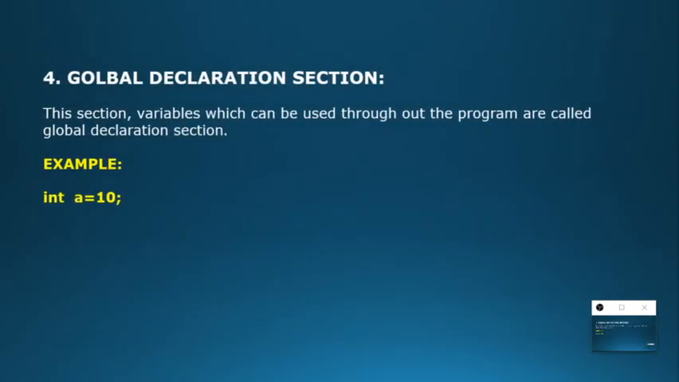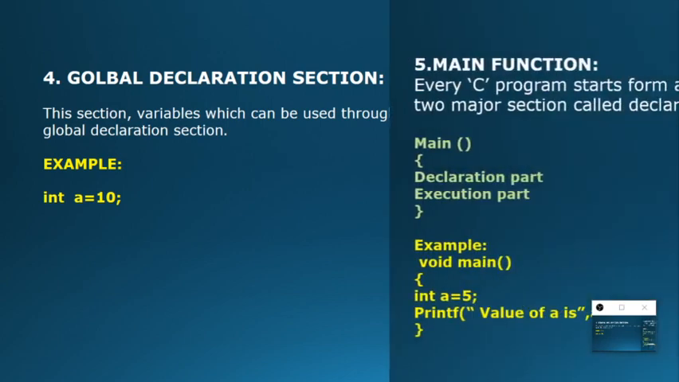And next, global declaration section. What a global declaration contains is variables, and suppose you want to give any value to a variable, that will apply to the main section and the subprogram section. So both of them will be affected when you declare in the global declaration section.